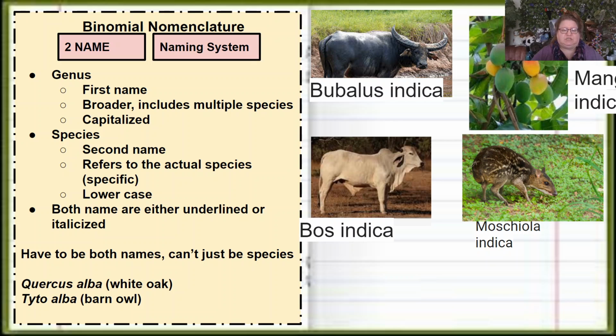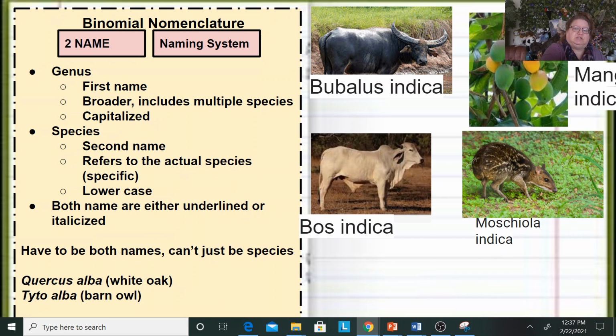It includes multiple species, and the genus name is capitalized. And then the species name is the second name of the binomial nomenclature. It refers to the actual species. It's the specific epithet. It's the name of that species. And it is lowercase. Both of them are either underlined or italicized, which is really simple to do in Word. If you're writing somebody a letter or just writing in a quick note, it's standard to underline the scientific name. So they have to be both names.